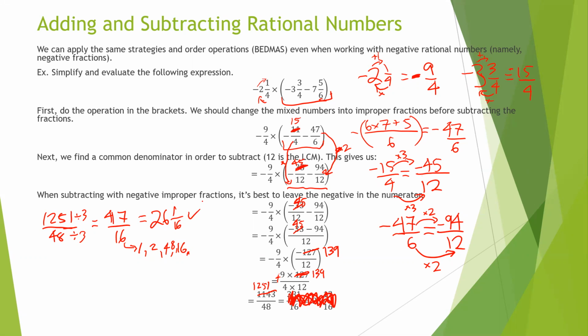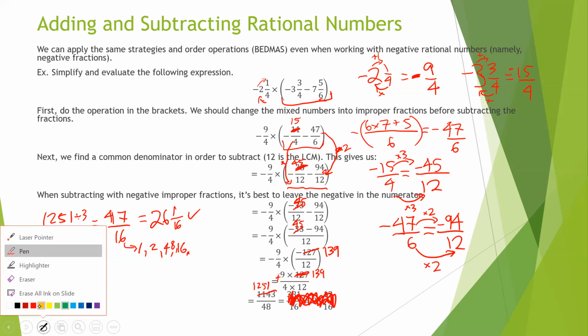Now, a different way to do this, and I'll just show you the other way, using cross cancellation. So I'm actually going to do this in a different color so you can compare. Now, if I had done cross cancellation, I personally think that this would have been a little bit easier. And again, everyone has a bit of a preference. So 9 over 4 times 139 over 12. So I'll show you how, in my opinion, it makes it a little bit easier to use cross cancellation.